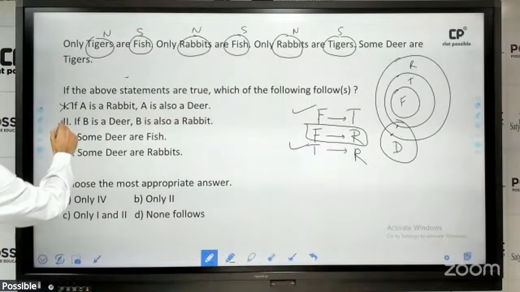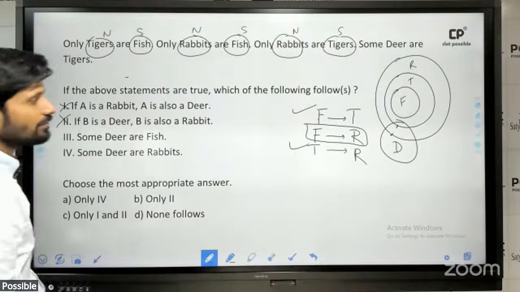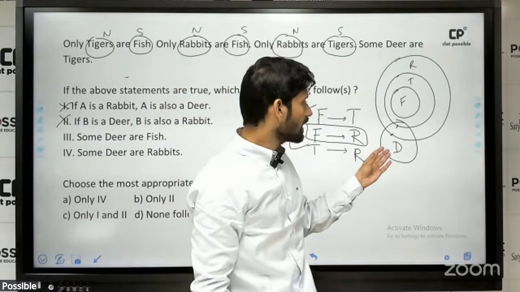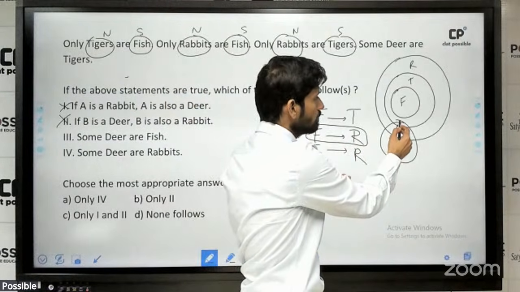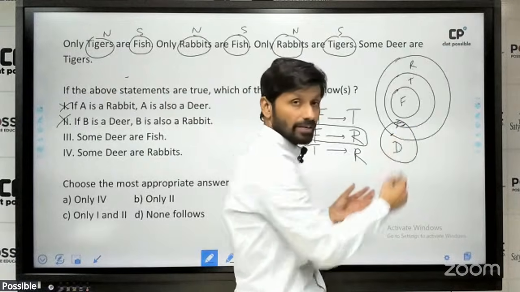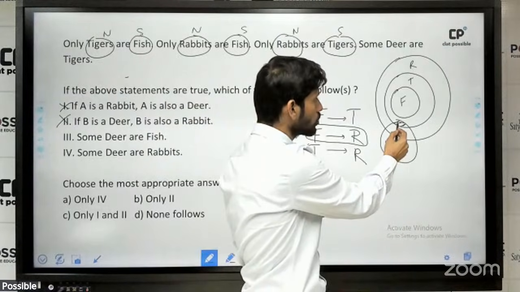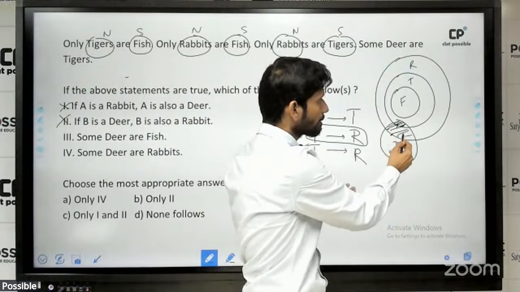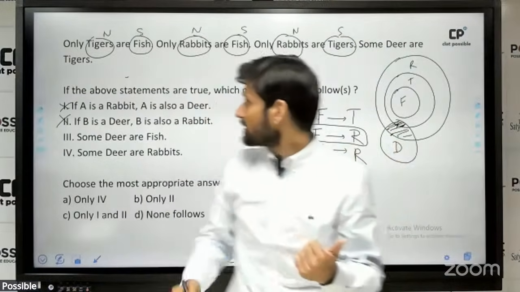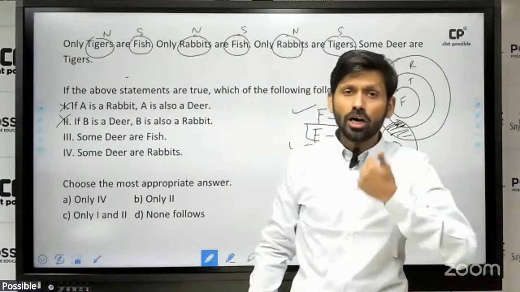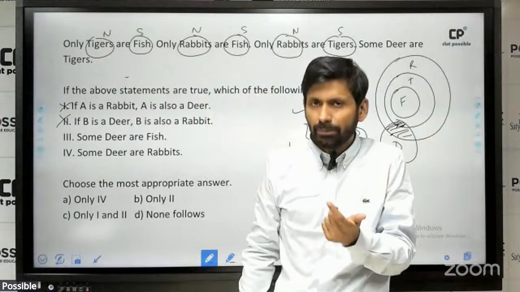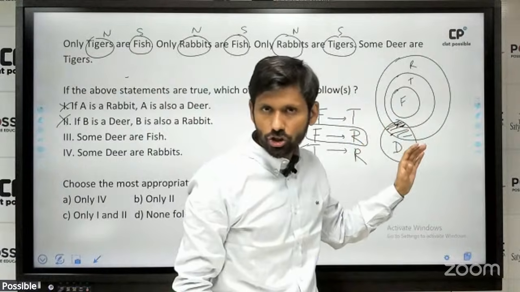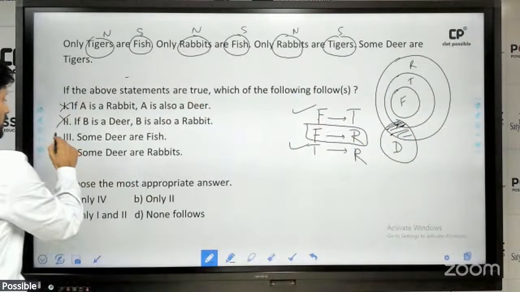So this is out. Some deer are fish. Now just look at the minimum overlap diagram. Some deer are tiger, which is given. Some deer are also rabbit. Some deer are tiger, this statement was given. On account of that, some deer are rabbit. But the overlap with the inner circle, that is not sure. Okay, so this is also out.